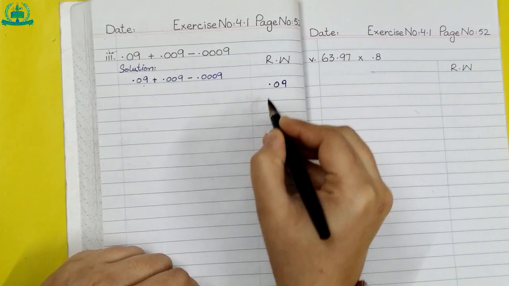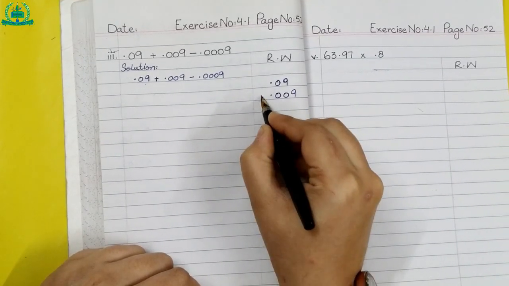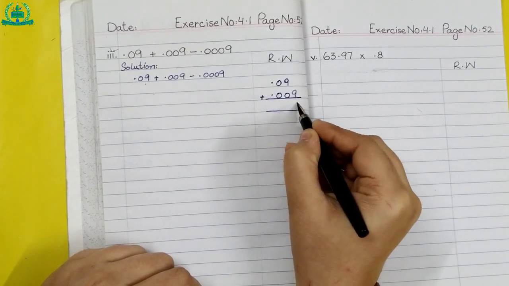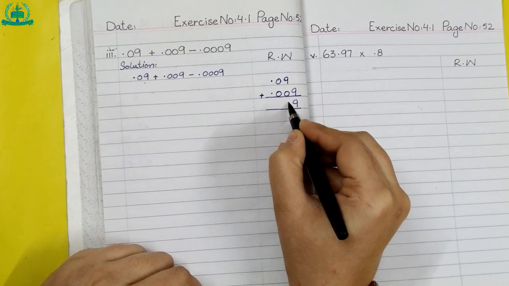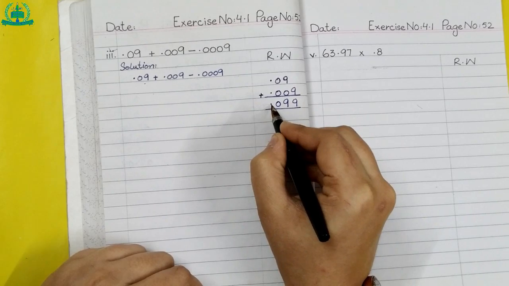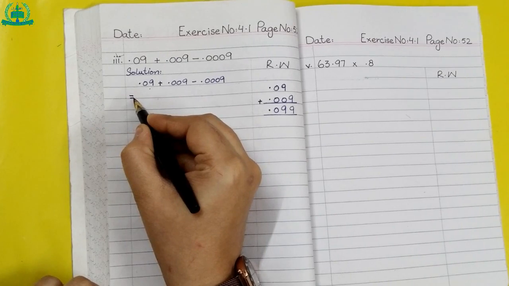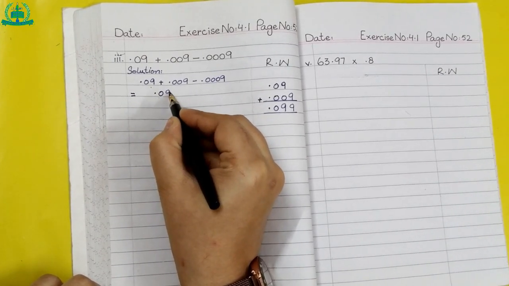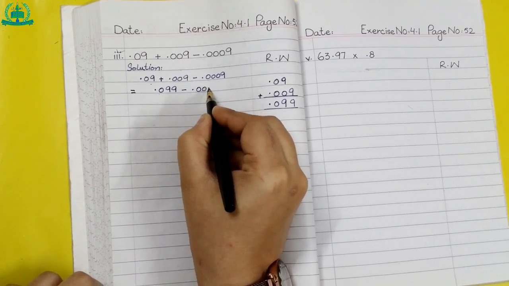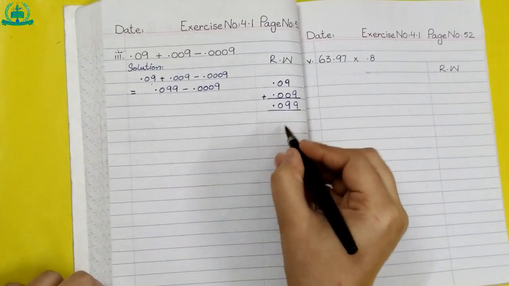0.09, 0.009. 9 plus 0, 9. 0. Point as it is here, is equal to 0.099 minus 0.0009. Then subtract both values like this.